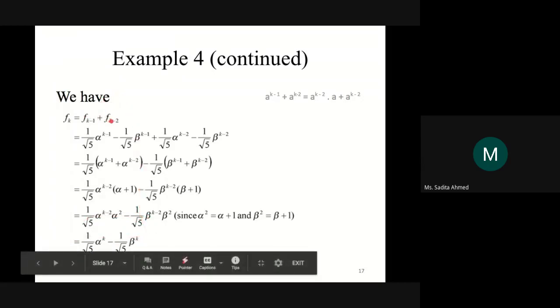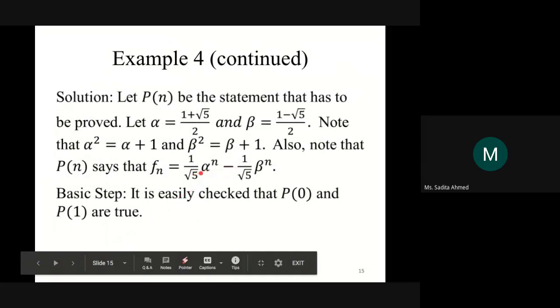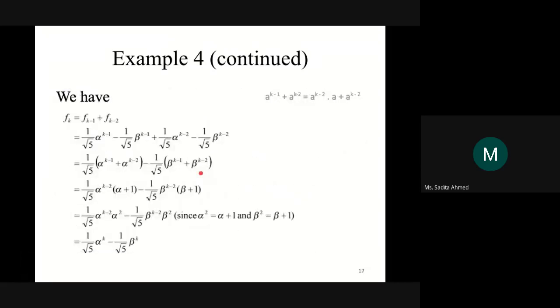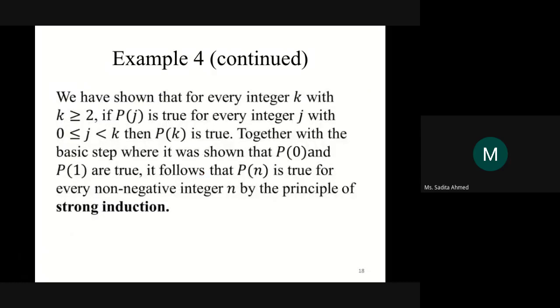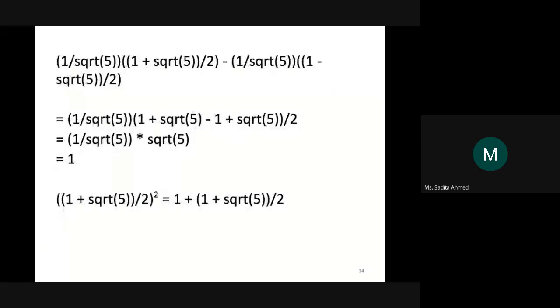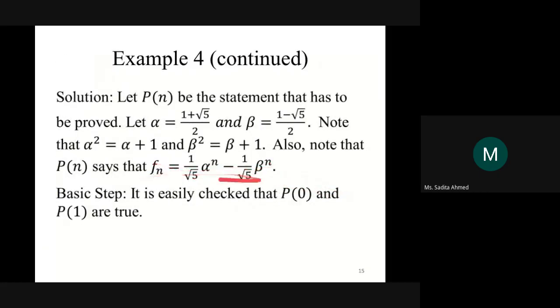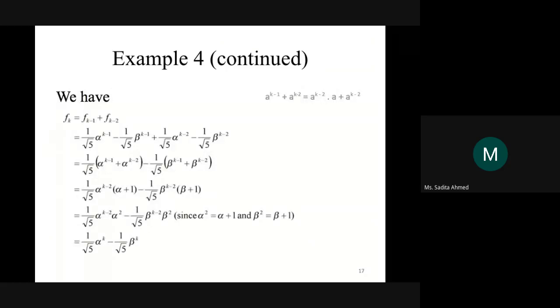So we started from the recursive definition, which we know holds true, and then we saw that fk can also be represented using this expression, which is the same as this one. So we proved basically that pk is true. Since we have proved that pk is true based on the basic step, combining the basic step and inductive step together by the rules of strong induction, we can say that this expression holds true for all non-negative integers n, to represent any specific number in the Fibonacci sequence. Any questions, guys?